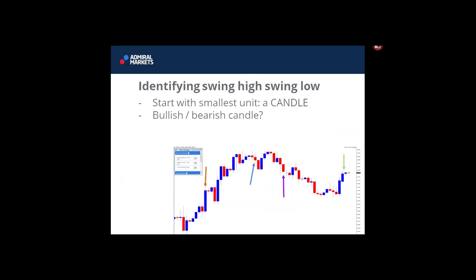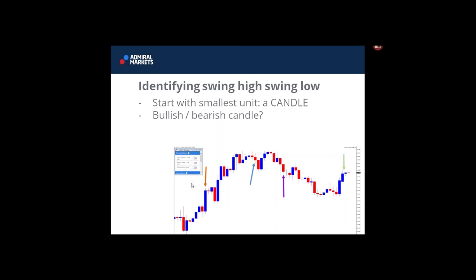But anyhow, let's start with identifying. We're going to start at the very core of the chart, which is the candle. We're going to take it step by step. By looking at whether a swing is bullish or bearish, we actually have to look at the basic unit. What is the candle doing, right? Is the candle bullish or bearish?